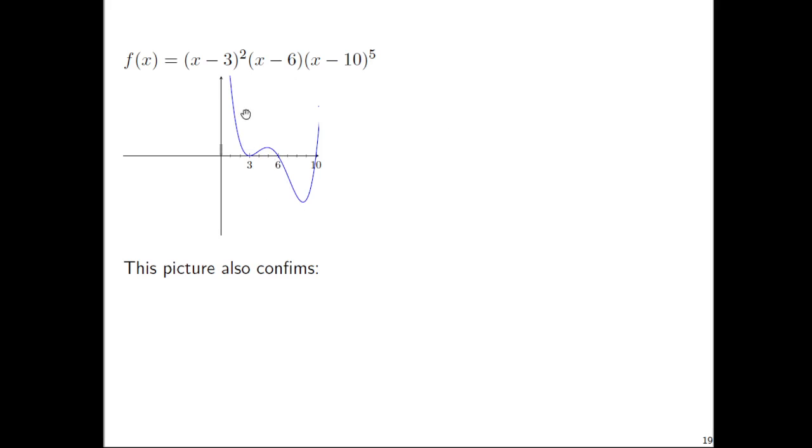This picture here, for this function written in its factored form, also confirms something we saw fairly recently. X equals 3 is a 0, or a root, either word you like, of multiplicity 2, because of that exponent 2. And when the multiplicity is even, we had mentioned that the graph ought to bounce at that x value. And you see that effect right here.